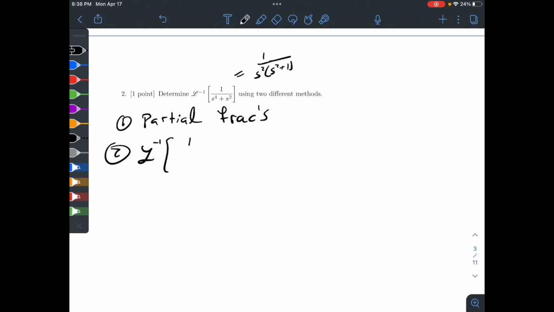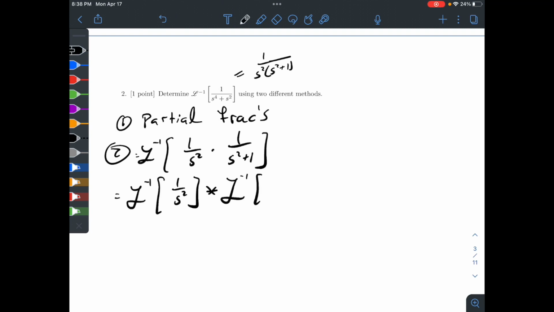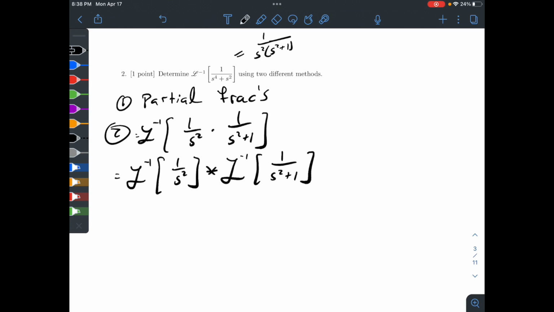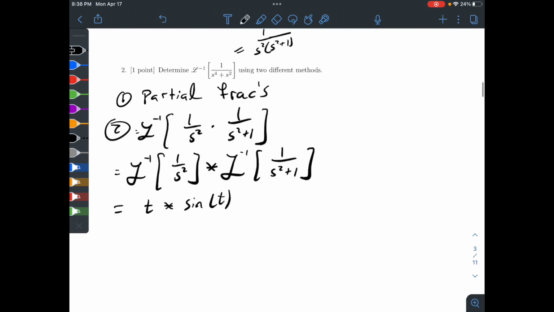And then option 2 would be to do the convolution theorem. So this is 1 over s squared times 1 over s squared plus 1. And so when you have a product of two things, you could split that up as a convolution of the inverse Laplace transforms. So this is really the convolution of 1 over s squared star 1 over s squared plus 1. 1 over s squared, L inverse of that is equal to t. L inverse of 1 over s squared plus 1 is sine of t. So we need to compute the convolution of t and sine of t.